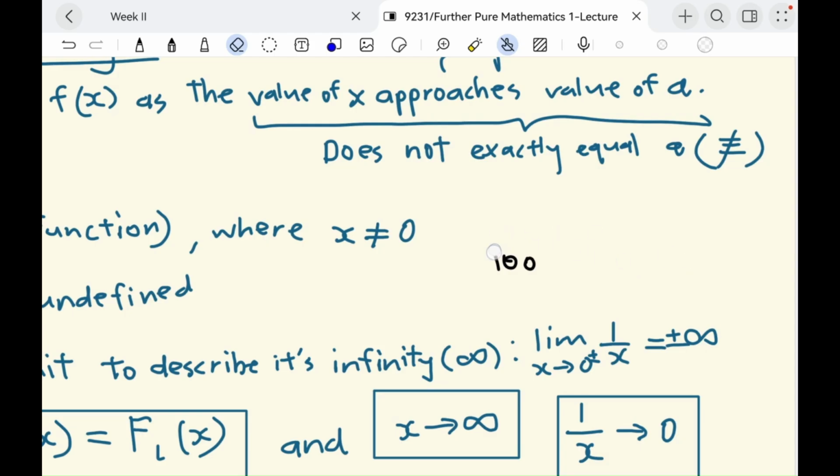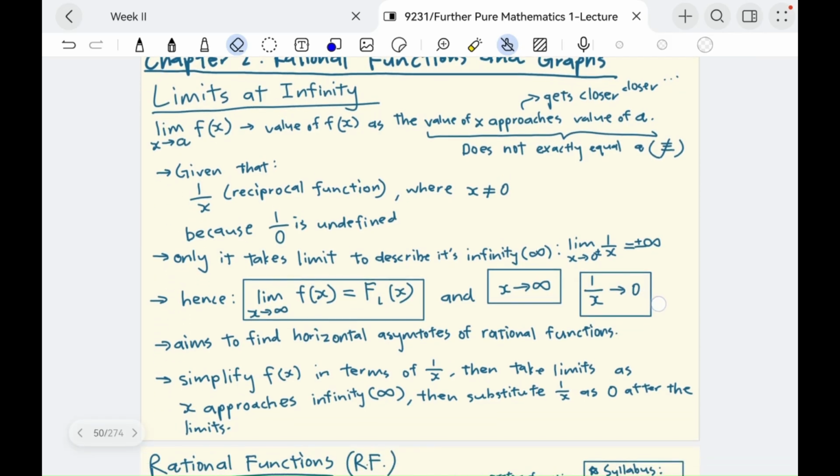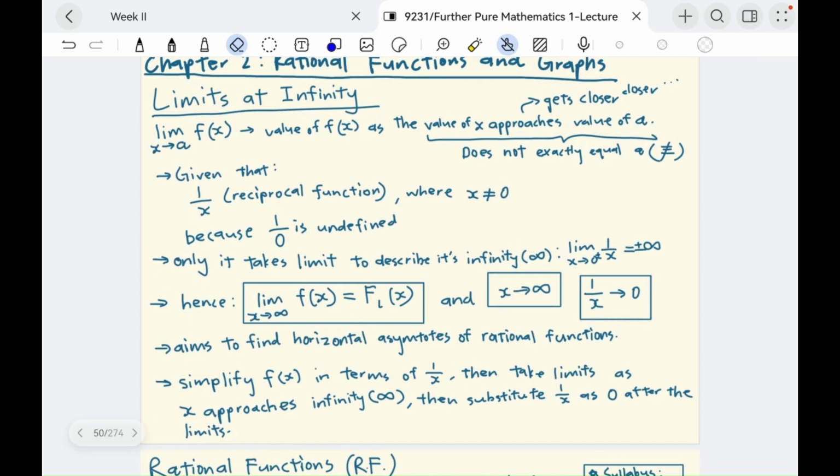So if you can understand the concepts of limits, especially at infinity, now we can proceed to the next subtopic.